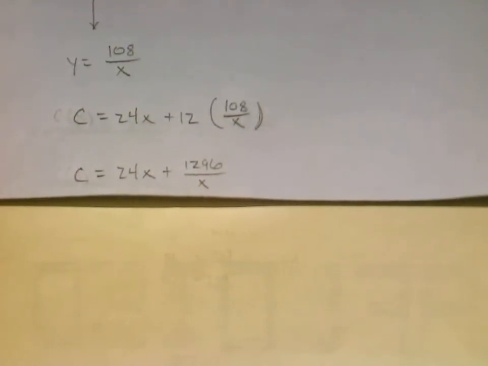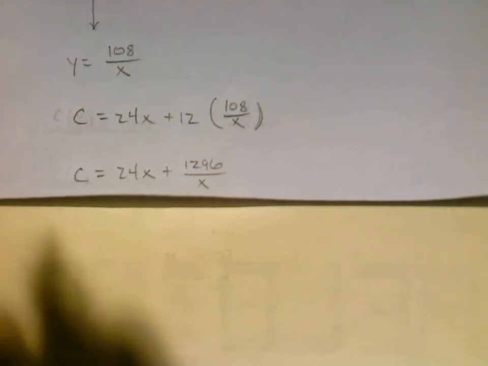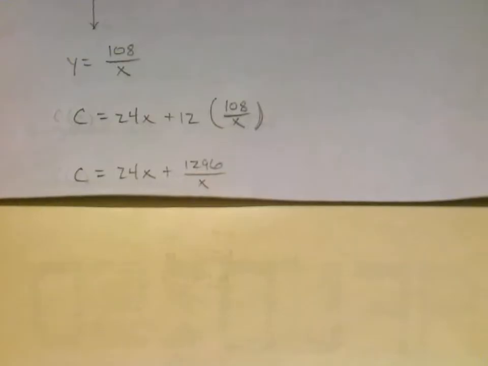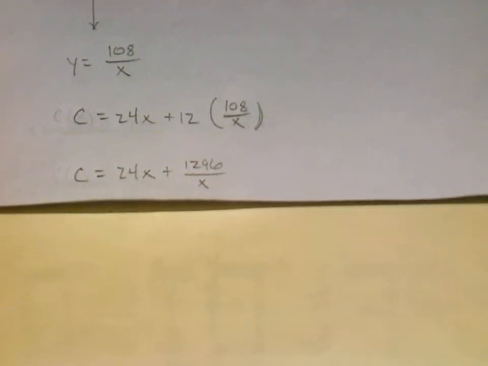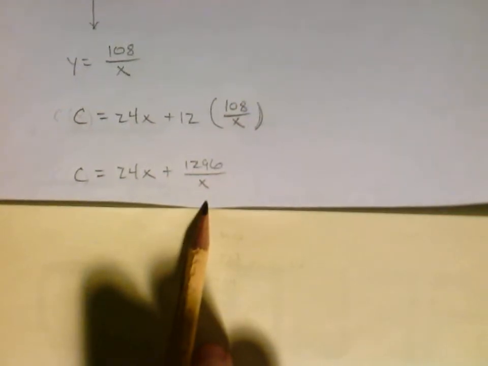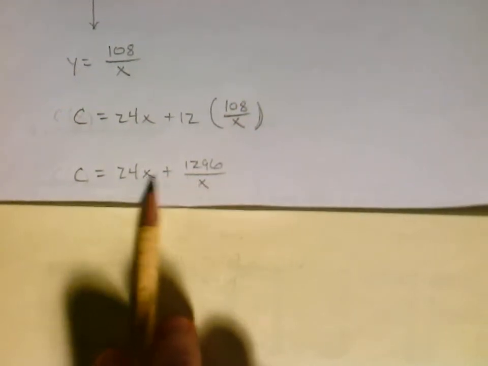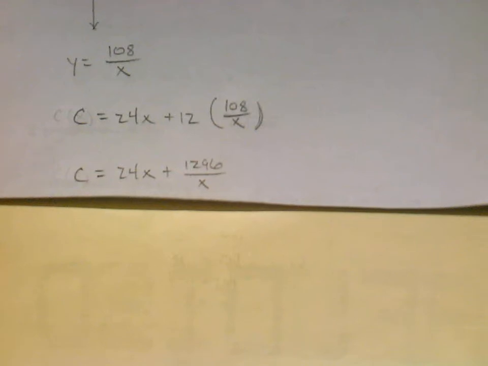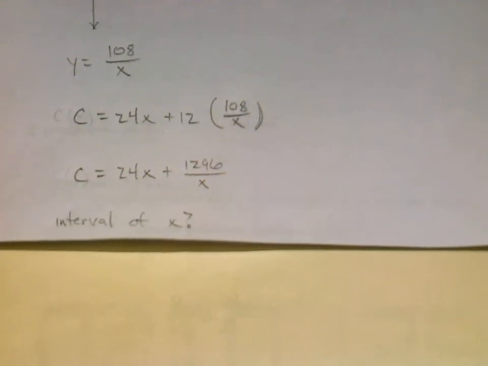C equals 24x plus 1296 over x. And we have the function to represent the cost. Okay, then of course the other question, once we have that function, well then what's the interval of x? What are the possible, what's the lowest and highest x value? What's that interval going to be?